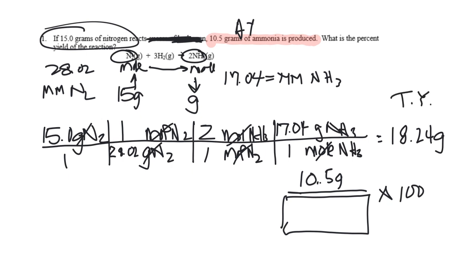That number is what needs to go at the bottom of my percent yield formula. So I take that number, I put it right down there, and then I do the math. I take the actual yield, which is the 10.5, divide by theoretical yield, 18.24, multiply by 100, and I get a percent yield of 57.6%.